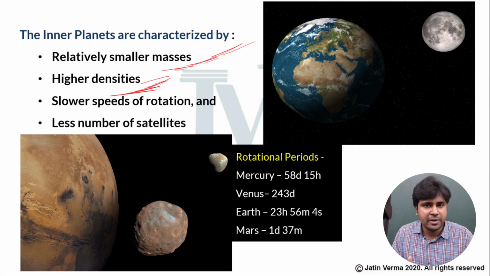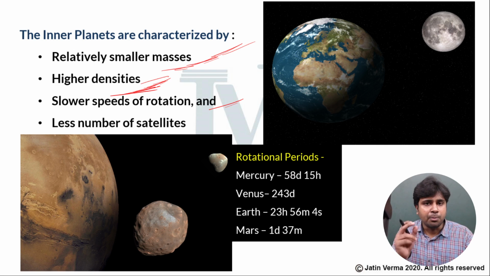Because these are rocky planets, they are made up of solid. Next, these planets have slower speeds of rotation. What do you mean by rotation? Planets spin around their own axis. That is rotation. So just look at the rotational periods of these inner planets.